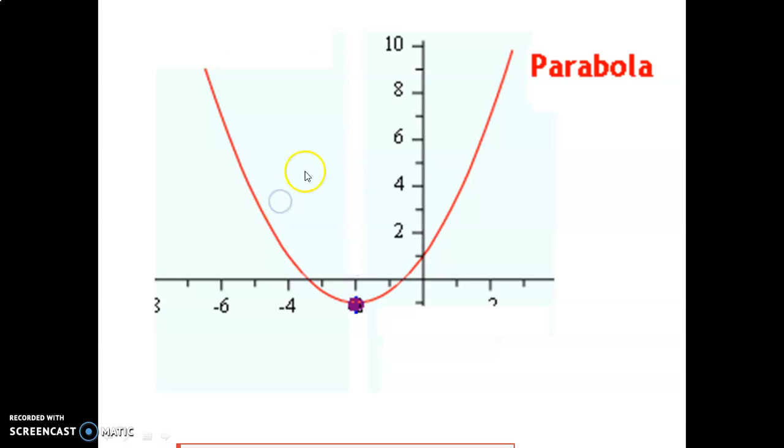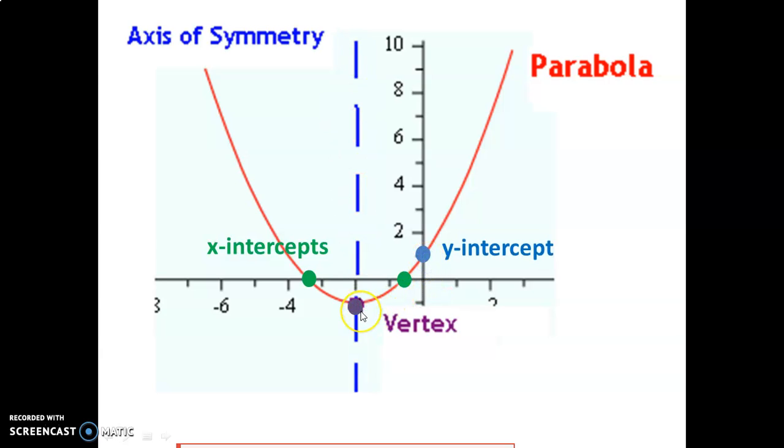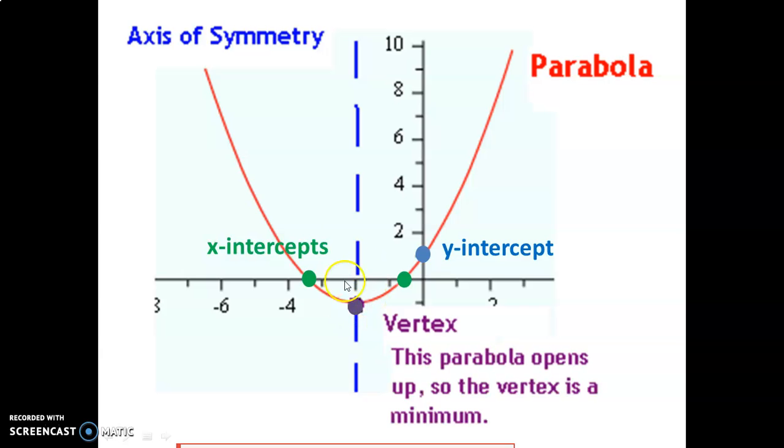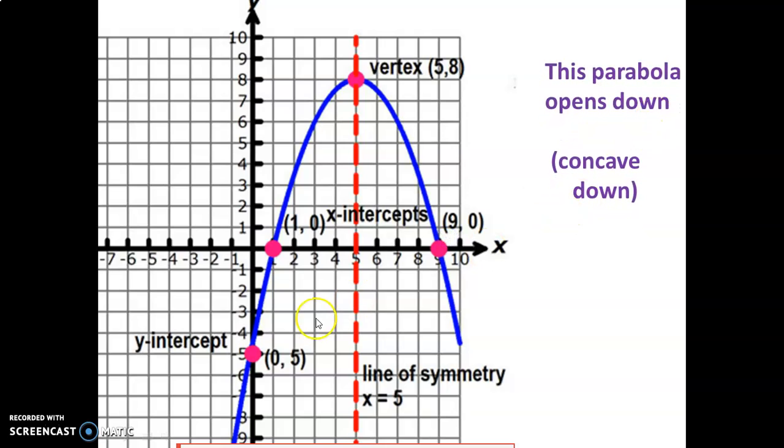All right, here's a problem. These are your x-intercepts. This is a y-intercept. This is your vertex. This is the axis of symmetry. And this one is said to be concave up because it opens up, and therefore its vertex is a minimum point. Next one, here's another parabola going the other way. We still have a vertex, we still have two x-intercepts here, we still have a y-intercept, and we have a line of symmetry here. This parabola opens down, therefore it is concave down, and therefore the vertex is a maximum point.